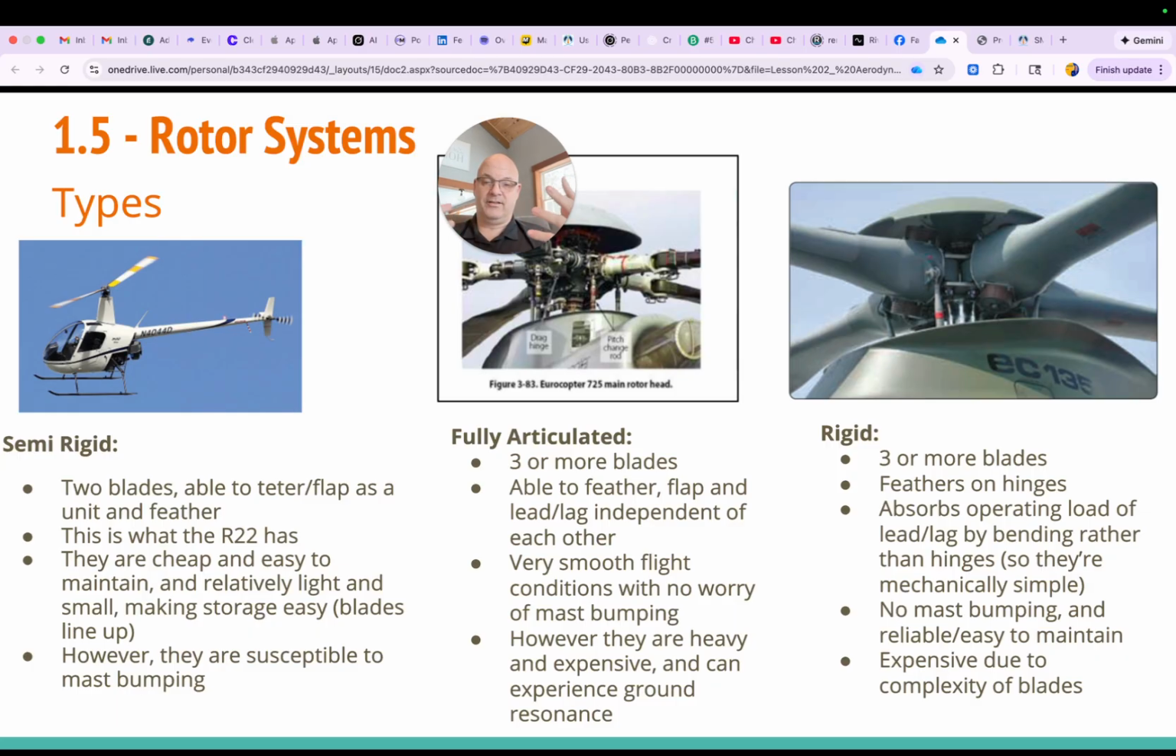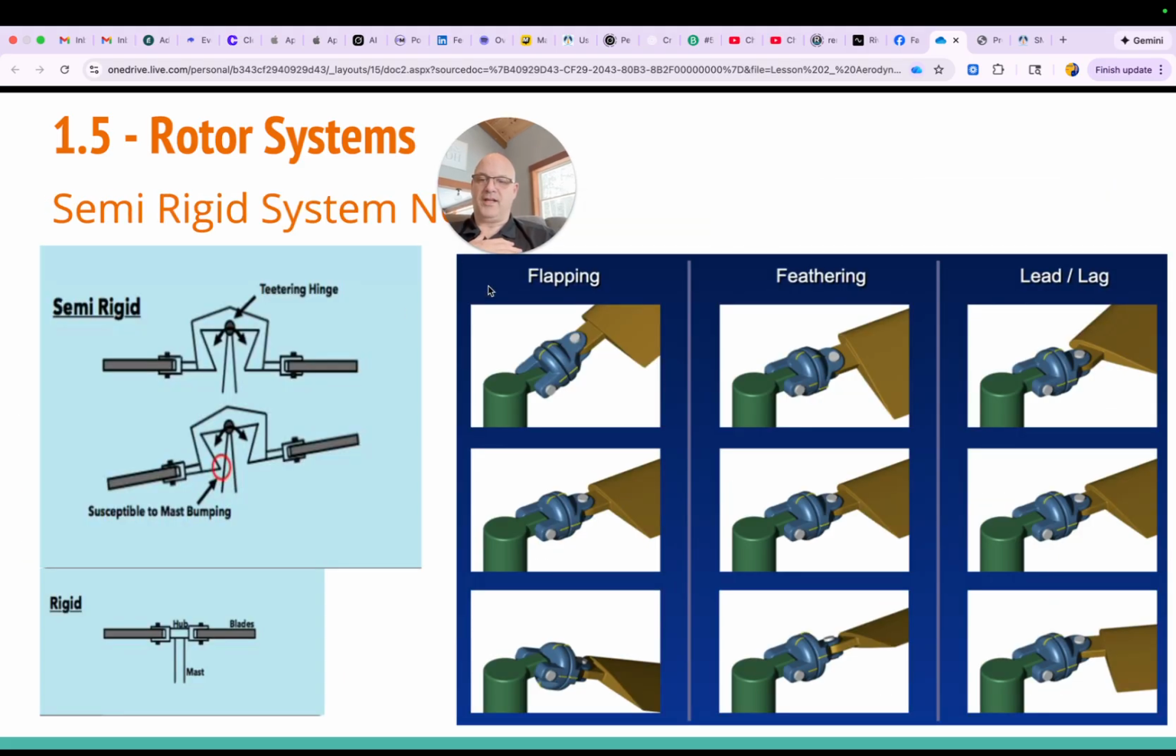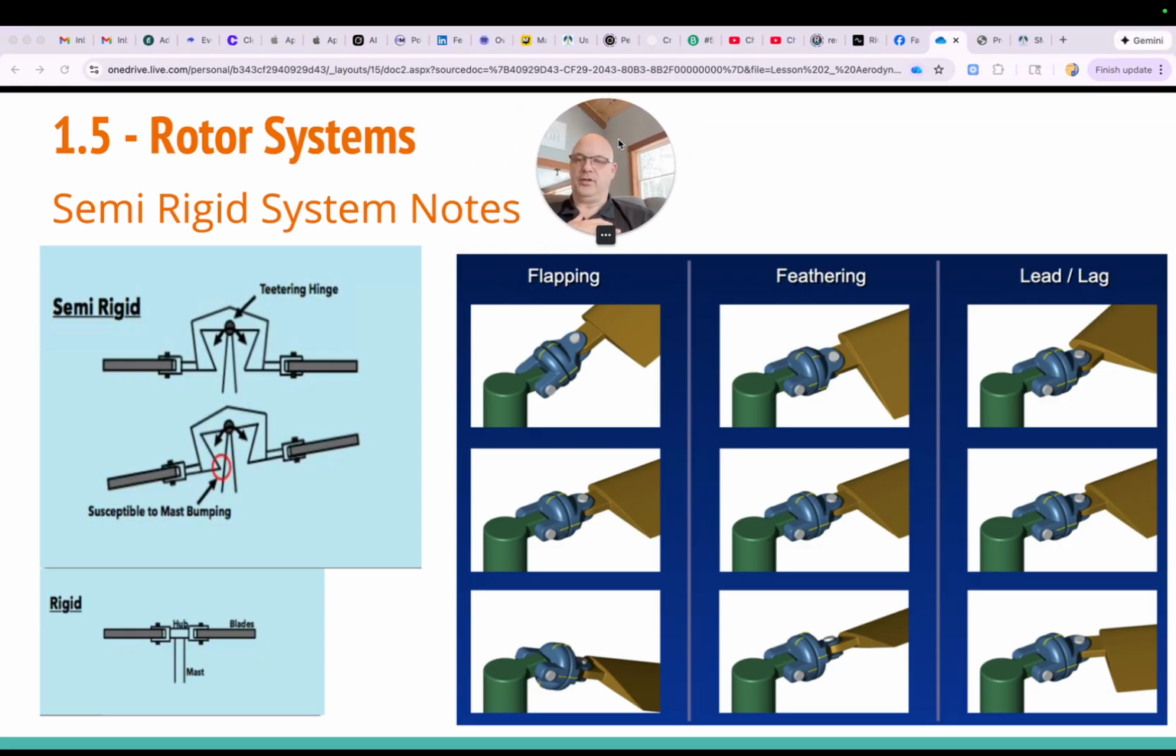Of course, the high end is where you no longer have hinges, but you have systems that work together, in a rigid system where you have 3 or more blades. It absorbs the operating load of the lead lag by bending rather than hinges. Right? So mechanically it is simpler. Of course, it also is far more expensive. No worry about mast bumping here. And it is very reliable and easy to maintain, but it's very expensive up front, right? Because of the complexities of the blades itself, and you have usually 3, 4, 5 or more blades on an aircraft. So again, cost matters, especially as you start out and you have limited funds available.